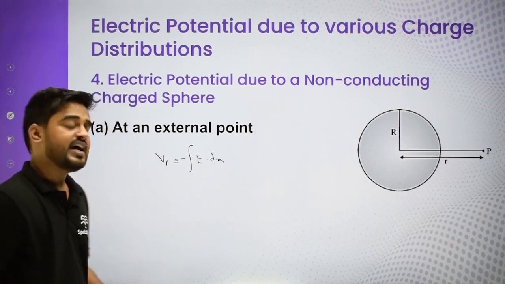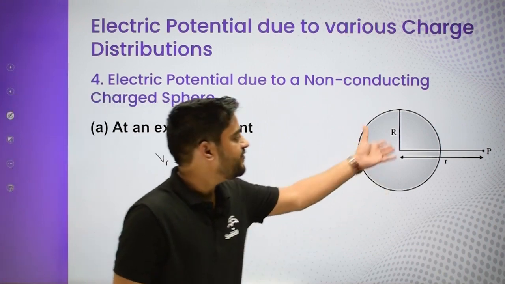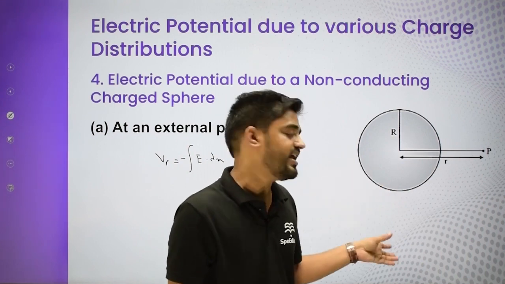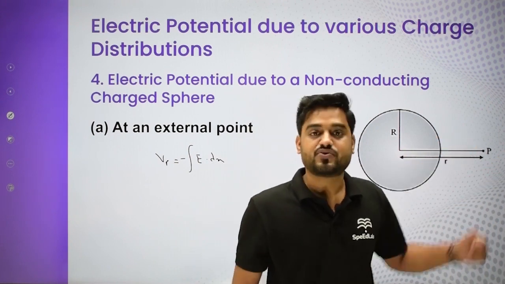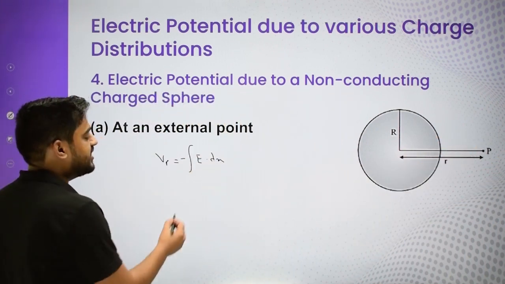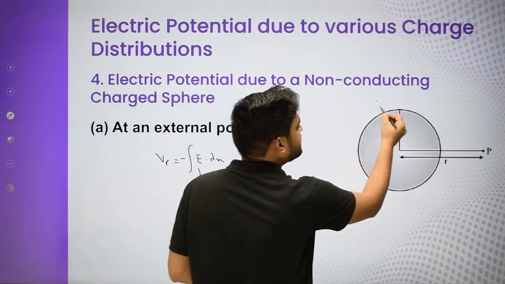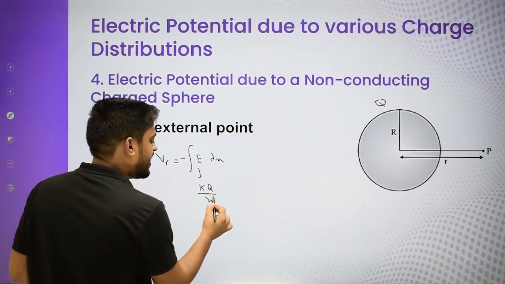And for a point outside, the electric field is again kq by x square, because a uniformly charged conductor, non-conductor or spherical shell, all of them behave as a point charge for a point which is outside. So we are talking about an external point. This can be written as kq by x square, where Q is the total charge on this sphere, and then dx.